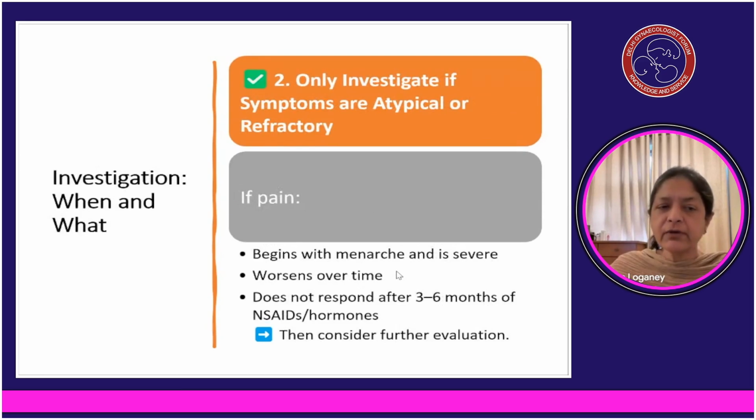So when do we investigate and what investigations to be done? We should only investigate in case the symptoms are atypical or refractory. So if the pain begins at menarche and is severe and over time it is worsening, and there is no response after 3 to 6 months of NSAIDs and hormones, then we should consider further evaluation.